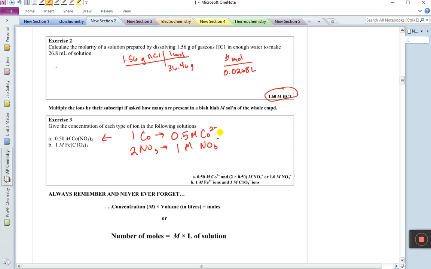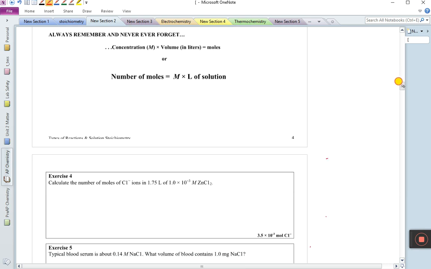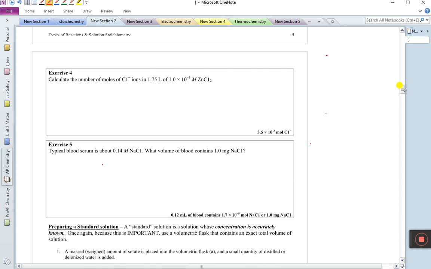Alright, so remember, moles is molarity times volume. When in doubt, do dimensional analysis on that. It'll make your life simpler. So if I want to know how many moles of Cl ions are in 1.75 liters of some molarity. Remember, molarity means moles over liters. Therefore, molarity has 2 units. Don't try and start dimensional analysis with molarity. It will make your life so much harder.